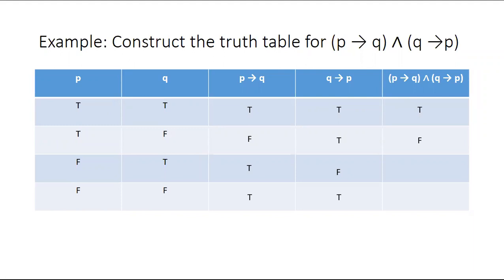In the AND condition, only when both are true is the result true; all other conditions are false. Again, next value true, false: AND condition is false. False, false: true, true gives true. Okay, so I'm going to end my session with this.